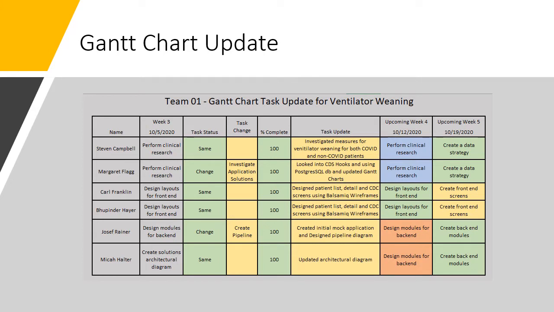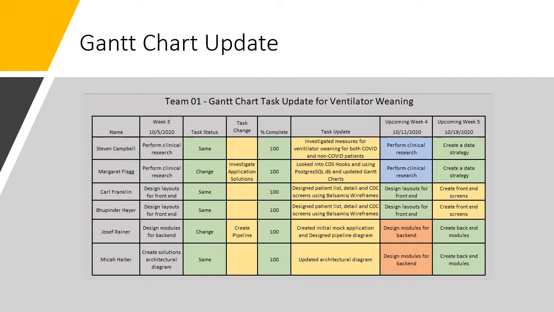Carl and Bhupinder both worked on the front-end wireframe designs, specifically creating the patient list and detail screens the team discussed, as well as the CDS hook pop-up. Joseph changed his focus to researching the deployment pipeline that we will use and starting to code some of the initial back-end. Micah also worked with Joseph on some of the initial back-end coding, as well as finishing out the architectural diagram with more detail and standing up a test FHIR server.